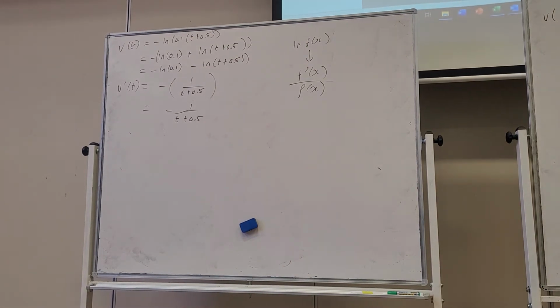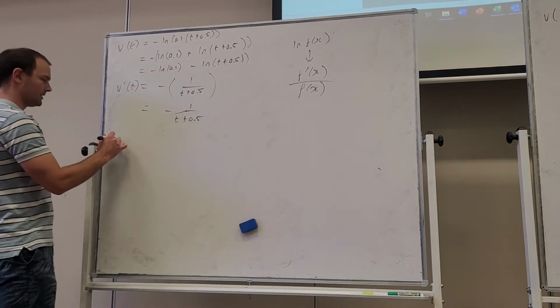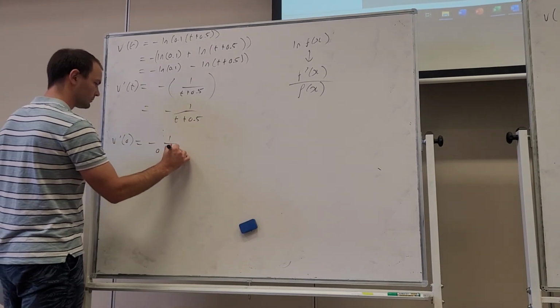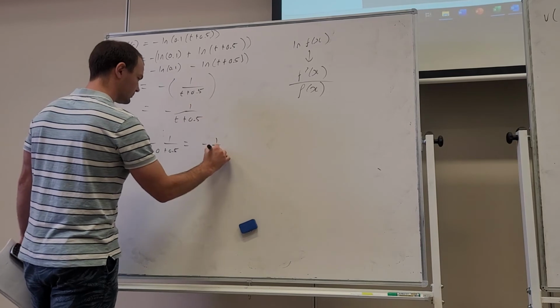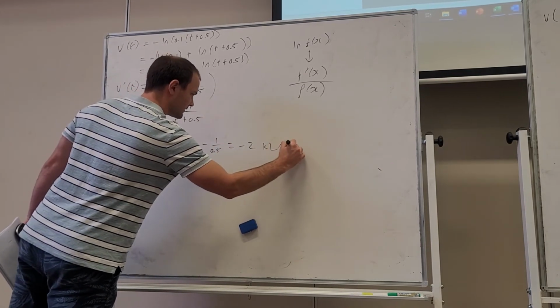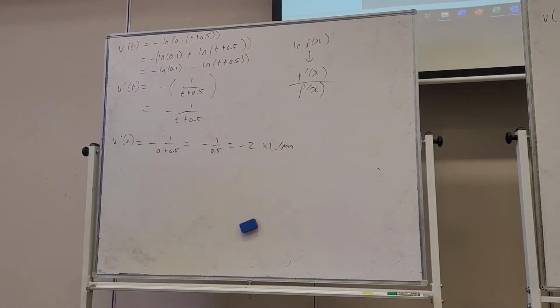What rate is water leaving the tank initially? So that means finding v dash of 0. Minus 2 kilolitres per minute. So initially it's coming out pretty fast. Open up that valve. And of course that makes sense, right? Because there's more pressure in the tank, there's more weight, and so it's got more force pushing it out the valve at the bottom.